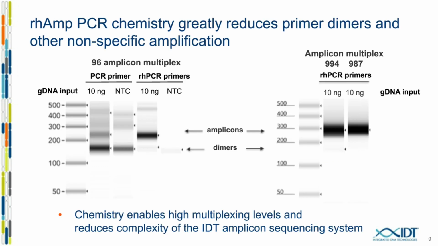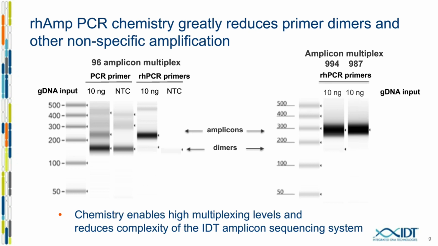This is a snapshot of this in action. Here we can see 2 gel images. The left gel image is of a 96 amplicon panel. The same panel has been run here with standard PCR primers and also rhAmpPCR primers. Looking at the standard PCR primers, we can see that they're generating large amounts of primer dimers and very little of our desired product. However, the same panel, run with rhAmpPCR primers, shows almost no primer dimers.